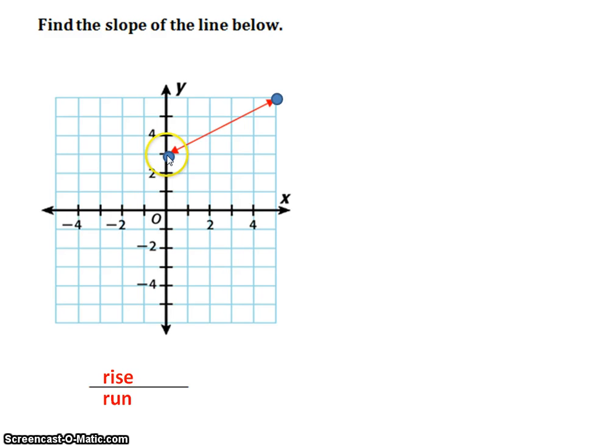So from here, we're going to travel up 1, 2, 3 units up. From here, we're going to travel 1, 2, 3, 4, 5 units to the right. So the 3 is going to be our rise, and the 5 will be our run. So we simply bring down 3 into the numerator and 5 into the denominator. So the slope of this line is 3/5.